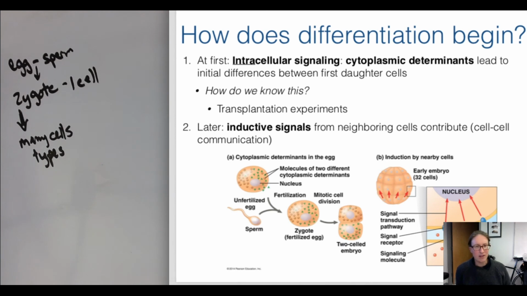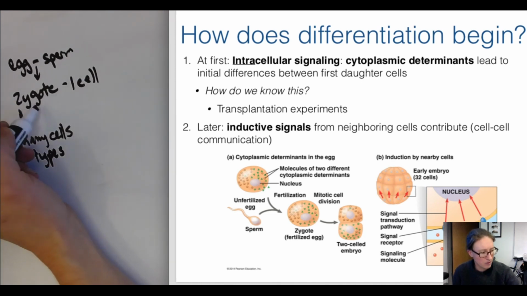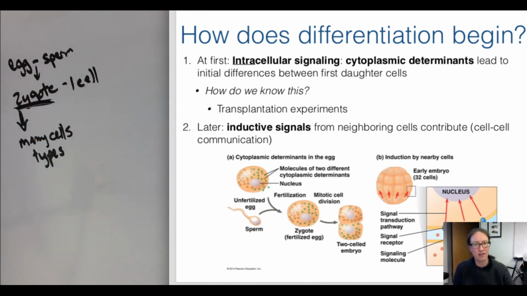So walking through this process of differentiation, at the zygote stage, when an organism consists of just one cell, there are intracellular signaling processes that take place. So that's signaling processes that happen within a single cell.